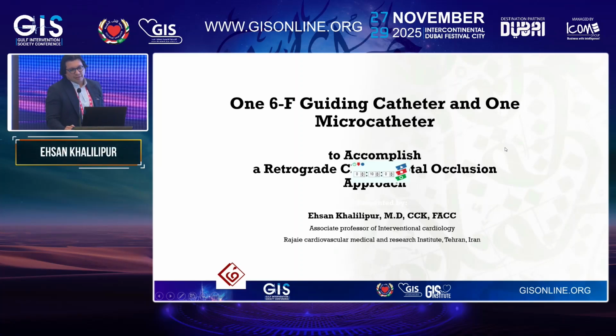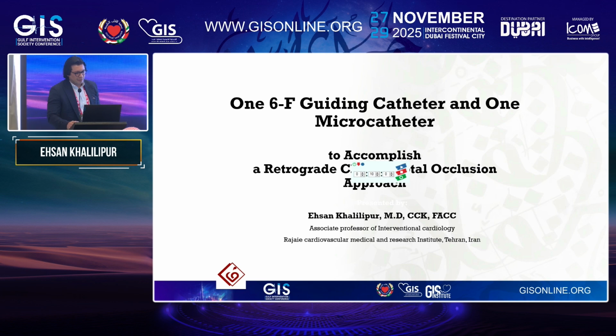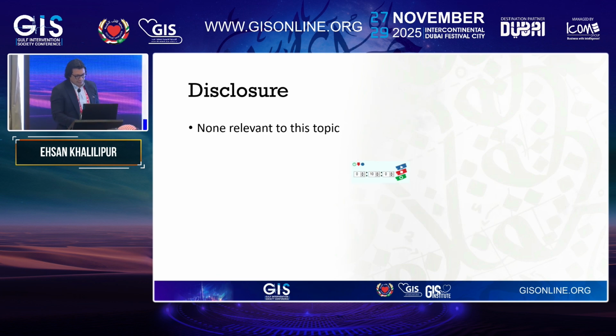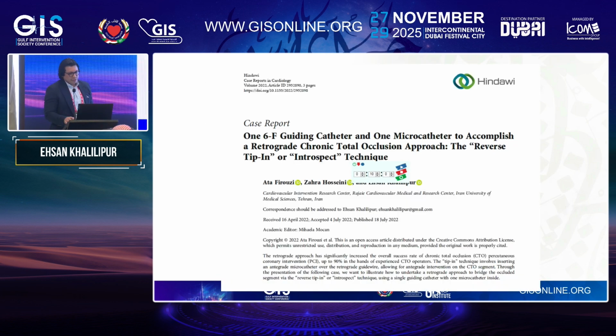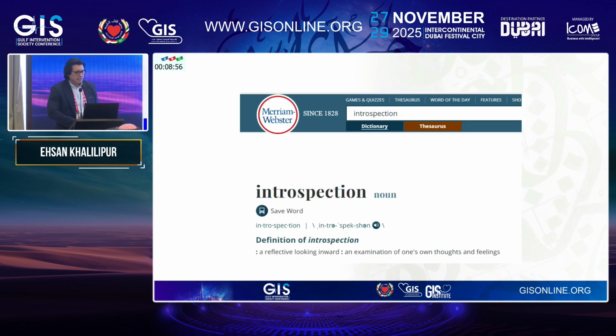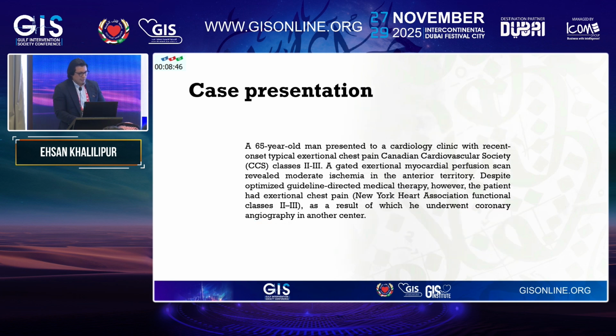How to perform a retrograde CTO using one 6 French guiding catheter and one microcatheter. No disclosures. We first presented this case series in 2022, and we called this technique the Introspect technique. The meaning of the word is reflective, looking inward. And further on, we will know why we named it this.